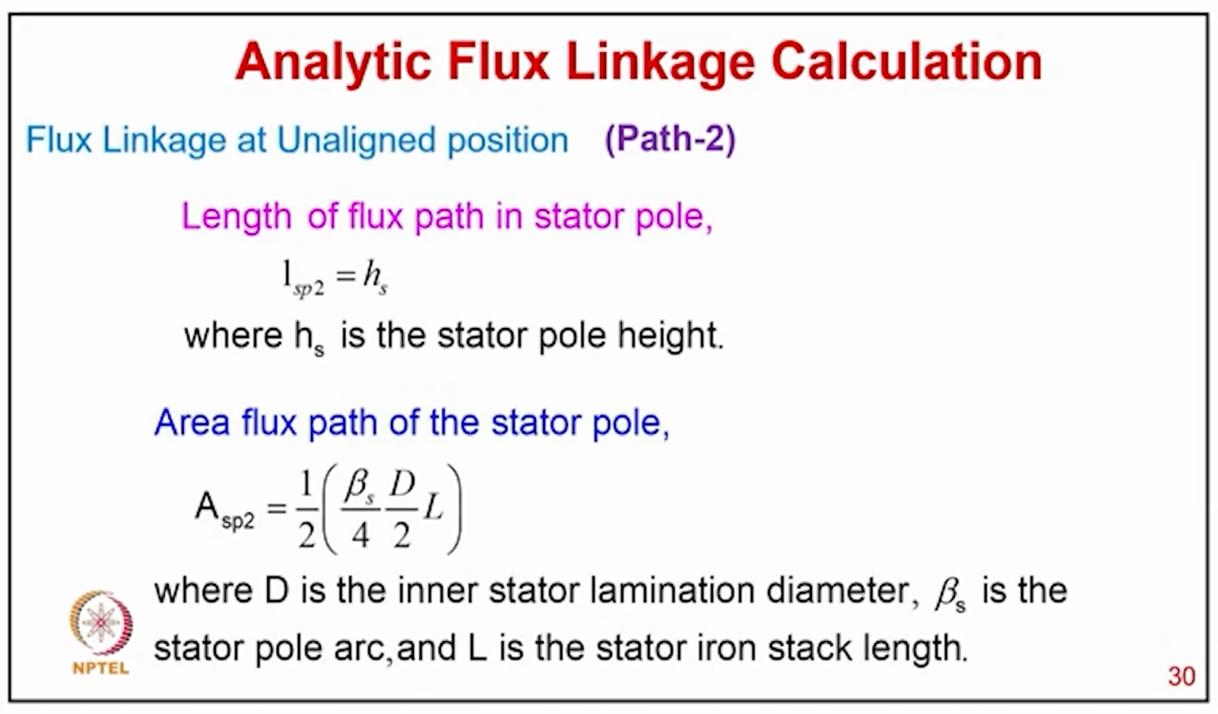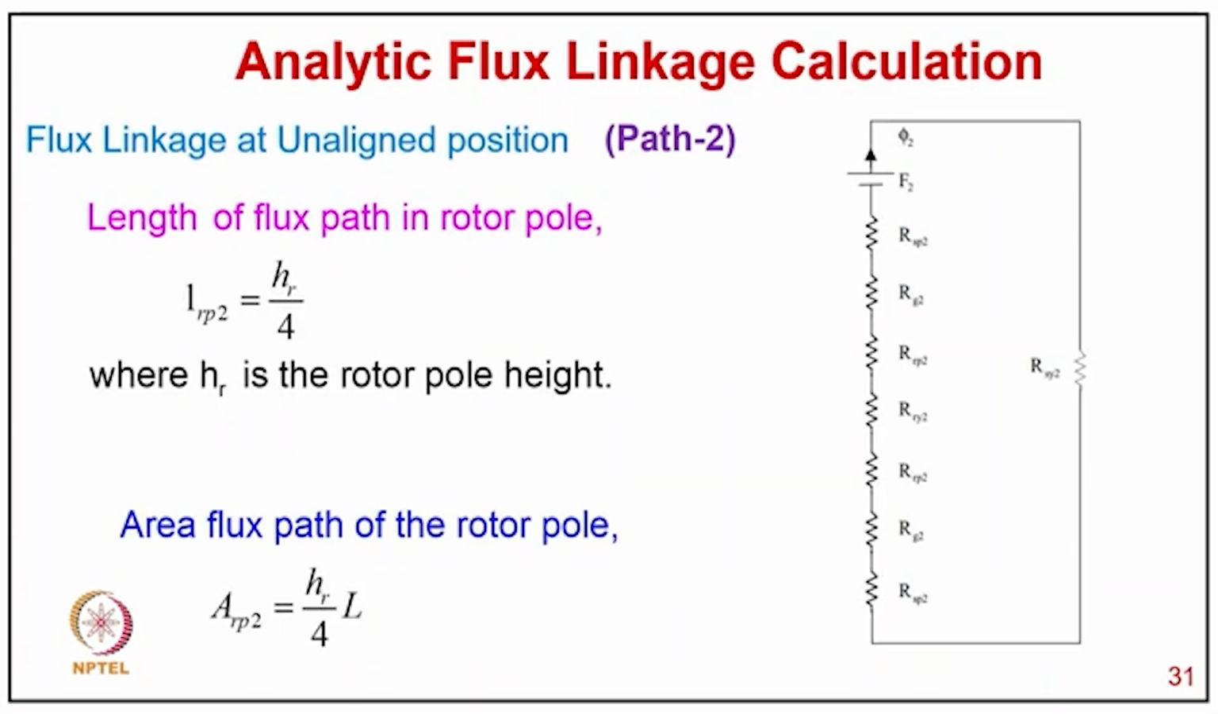Now the length of the flux path in the stator pole is LSP2 equal to HS, where HS is the stator pole height, and the area of the flux path of the stator pole is ASP2 equal to half in bracket beta S by 4 into D by 2 into L. D is the diameter of the stator laminations, beta S is the stator pole arc, and L is the stator iron stack length. Now you can see the length of the flux path in the rotor pole is LRP2 equal to HR by 4, HR is the rotor pole height, and the area of the flux path in the rotor pole is ARP2 equal to HR by 4 into L.